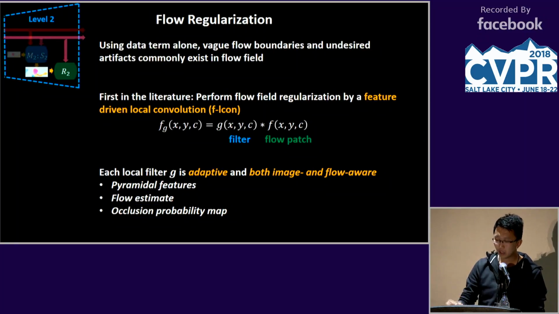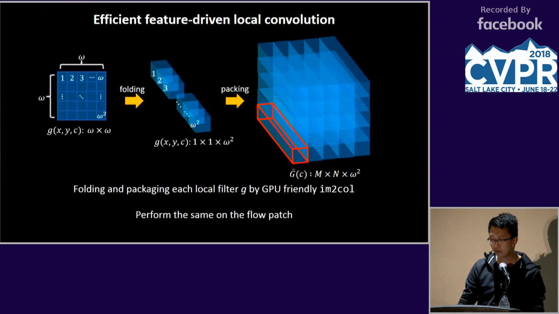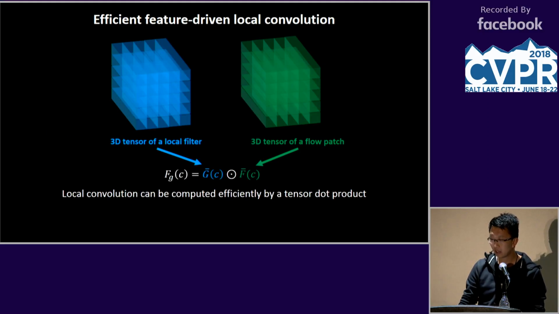So a very unique component in our network is flow regularization. This is achieved through feature-driven local convolution, which is adaptively constructed using pyramidal features, flow estimate, and occlusion probability map. To improve the computational efficiency, each local filter or flow patch is packed into a 3D tensor. And once the 3D tensors are ready, then local convolution can be efficiently performed by a tensor dot product.